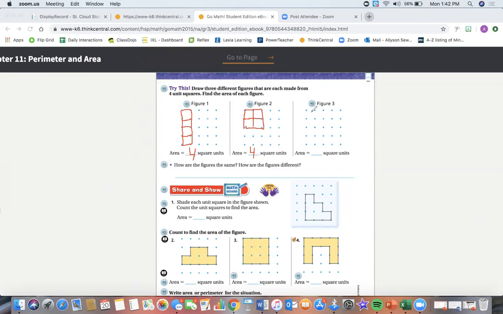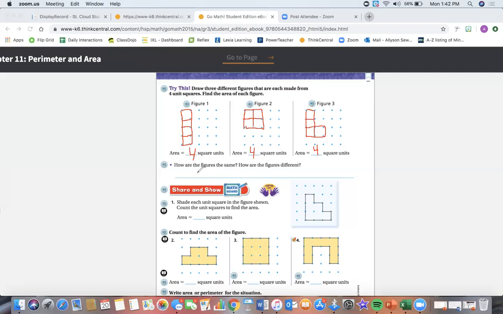Okay, figure 3, let's find another way. Well, I could do like an L shape. You just got to be creative. 1, 2, 3, 4.